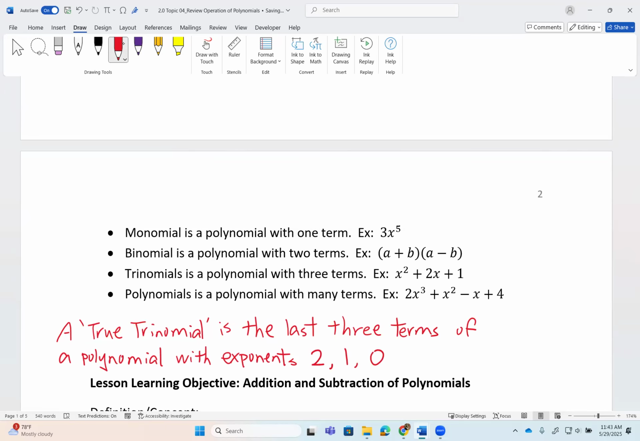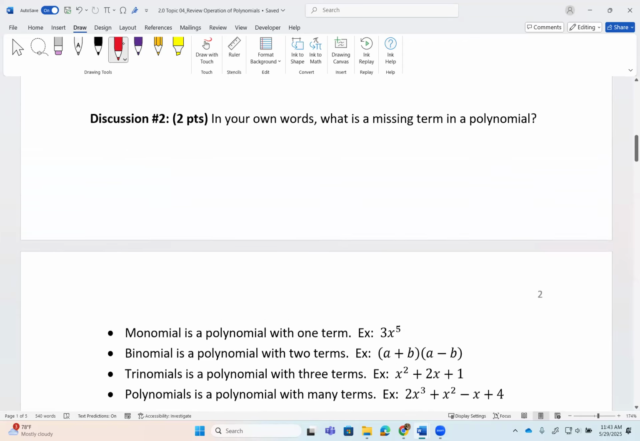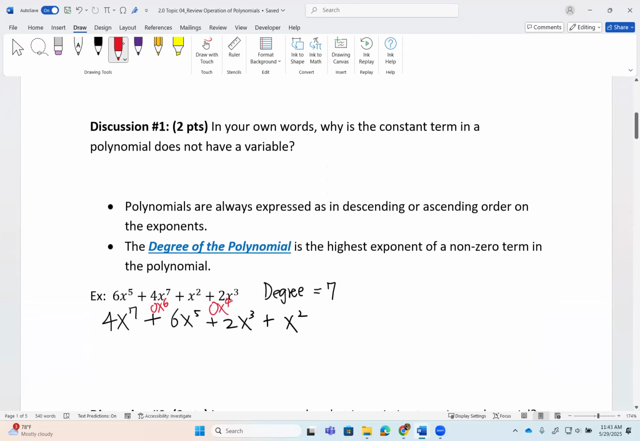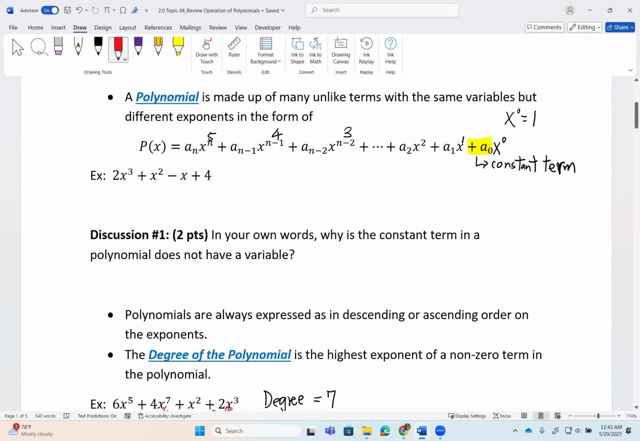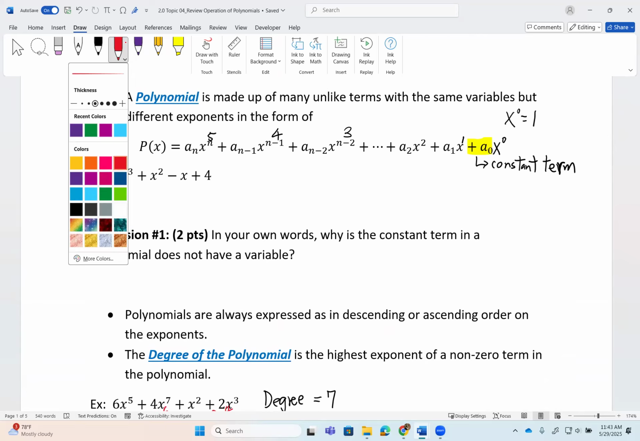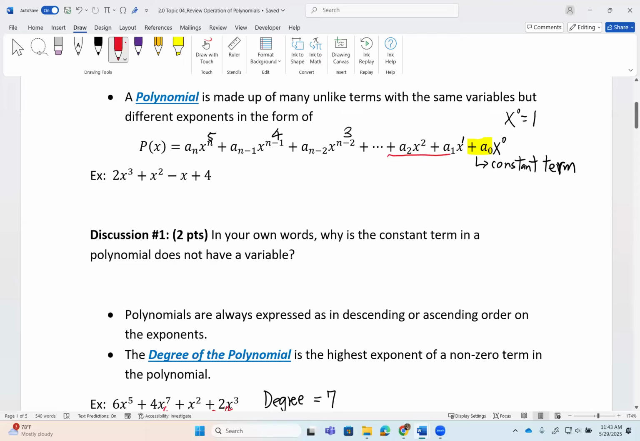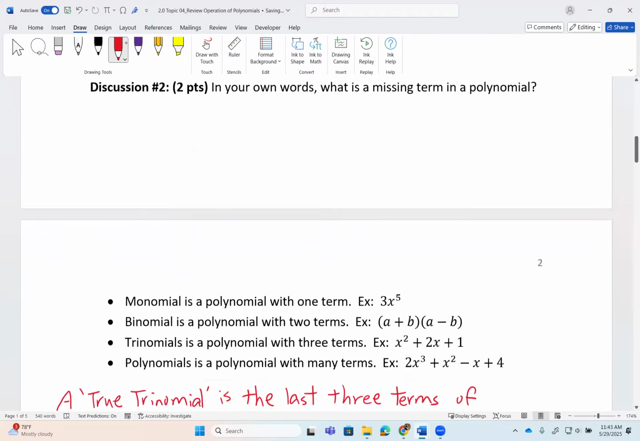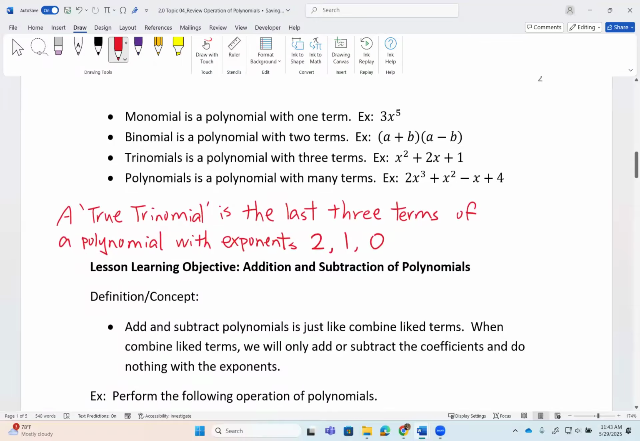So let me go back up here real quick. What's considered a true trinomial is the last three terms of a polynomial. So if you actually count back, constant term, first power, second power, these three terms will be considered a true trinomial, where your exponents are generally in the factors of 2 power, 1 power, and 0 power. Okay, that's what a true trinomial is. So the word trinomial is used for very specific types of polynomial problems.